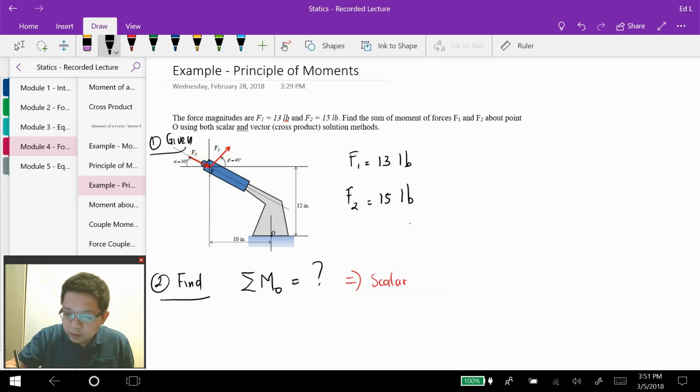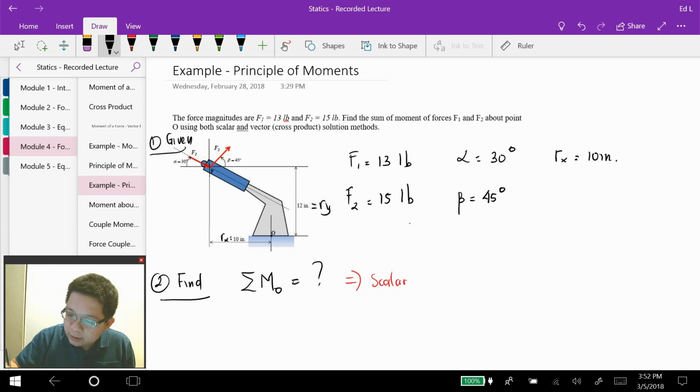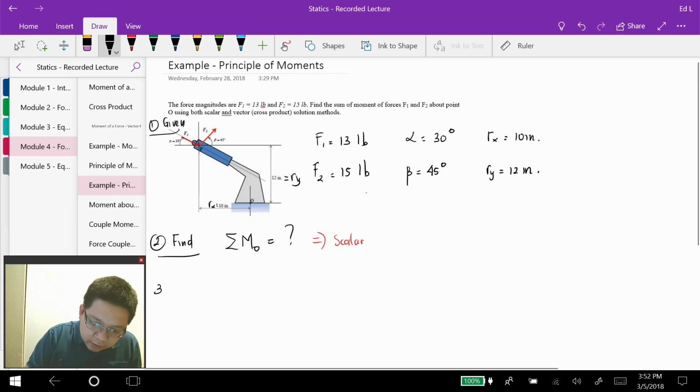It's always a good idea to list out that alpha is 30 degrees and beta is 45 degrees. Let's call this Rx, so Rx is 10 inches, and let's call this Ry. Ry is 12 inches. And let's start the calculation.